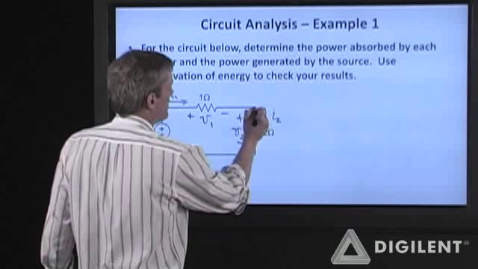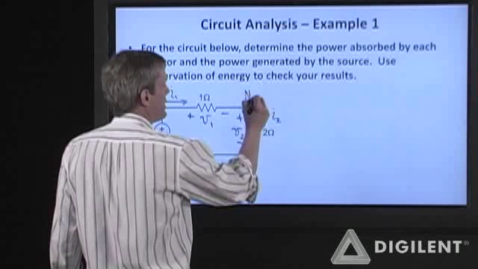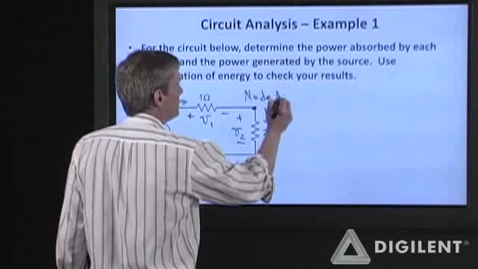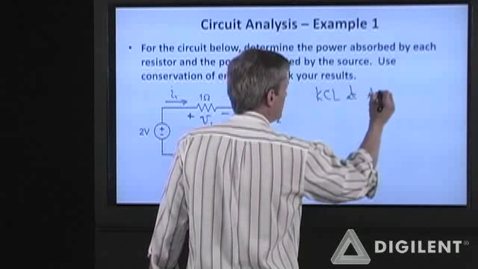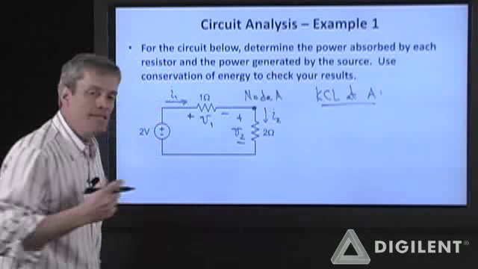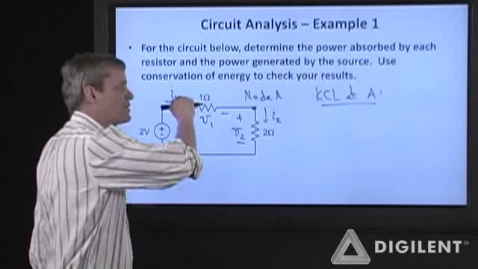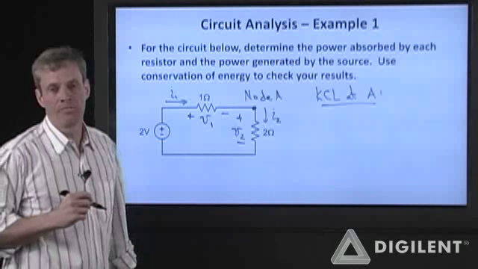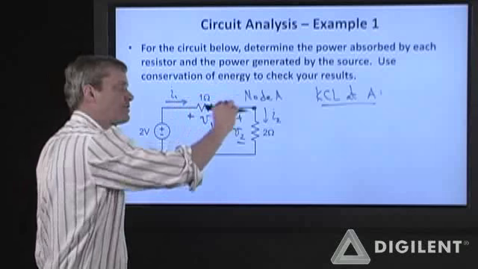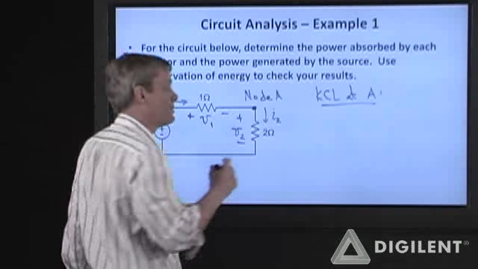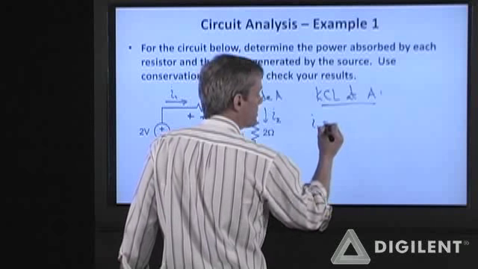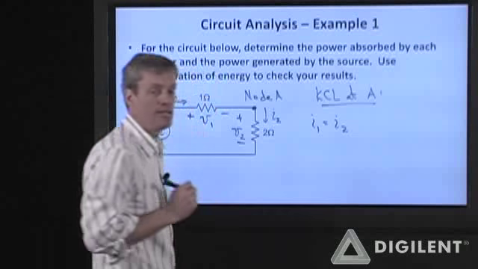Okay, now I can apply KCL here at node A. KCL tells me that the sum of the currents going into the node has to be equal to the sum of the currents going out of the node. I have one current going into the node, I1. I have one current coming out of the node, I2. So KCL just tells me that I1 is equal to I2.